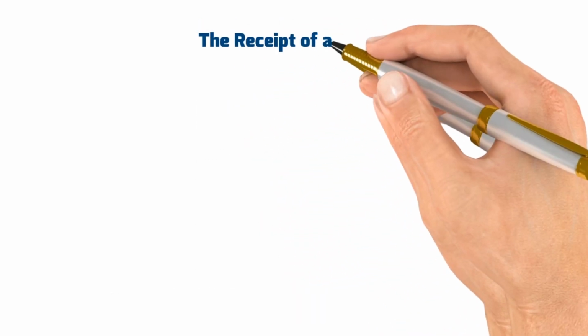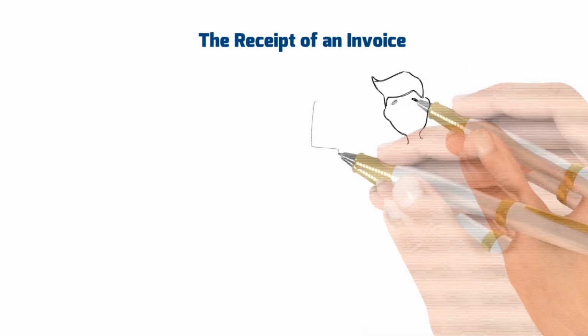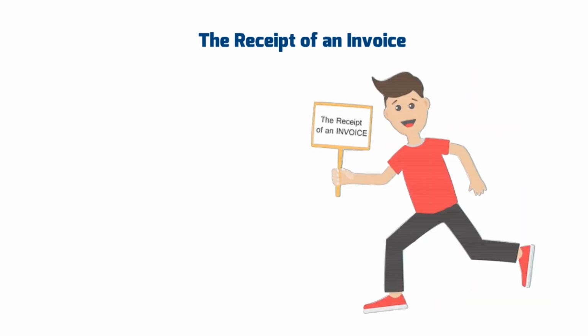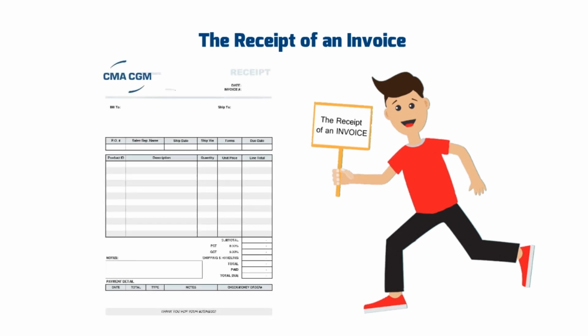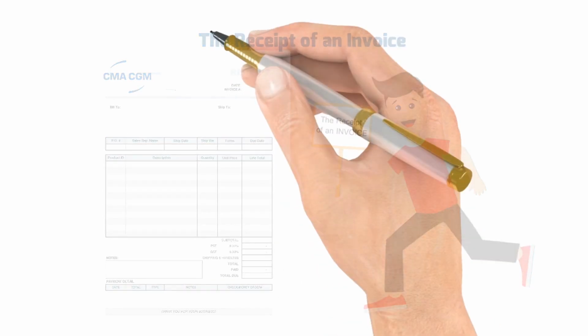The receipt of an invoice. This will have the value, and payment received under credit number so and so, issued by so and so bank. This invoice is multi-use. Its purpose is to replace the commercial invoice, payment receipts, and bills of exchange without having to reopen.